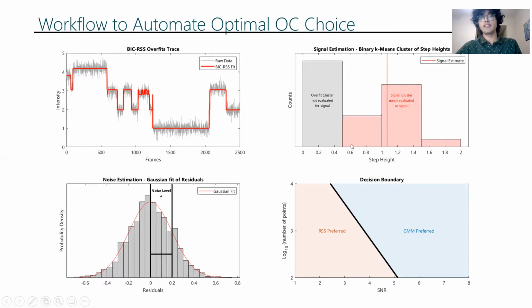Finally, we use this signal and this noise to estimate the signal to noise ratio, and we already know the number of points in the input time series. And so we can plot a point on this condition space map and figure out which side of the boundary the point falls to determine which OC would be optimal for the given input time series.